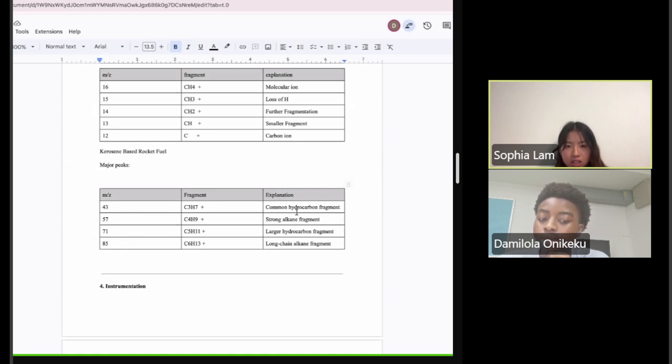And here are the explanations. 43 is where it peaks because it's a common hydrocarbon fragment. And then 57 is a strong alkane fragment. And then for 71, it's a larger hydrocarbon fragment. And then for 85, it's a long chain alkane fragment.